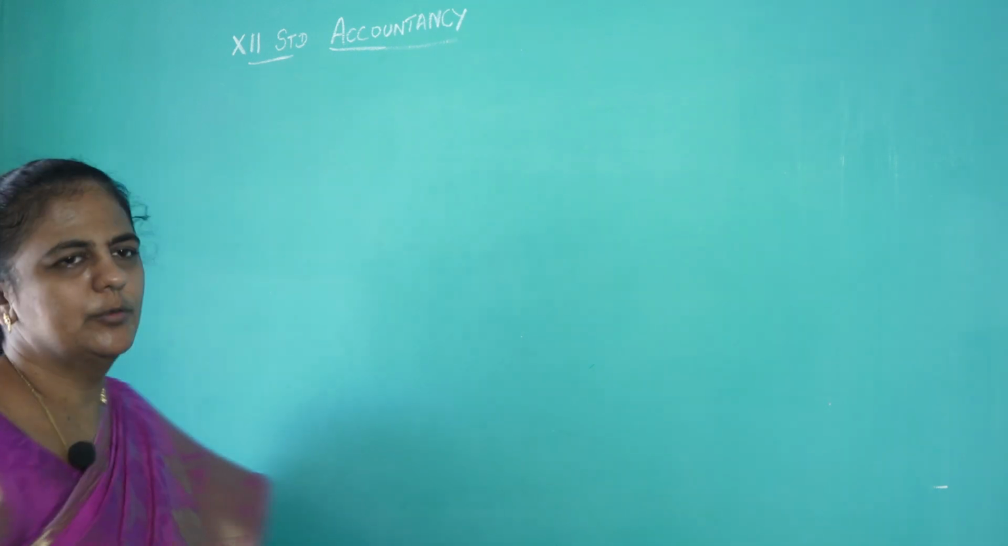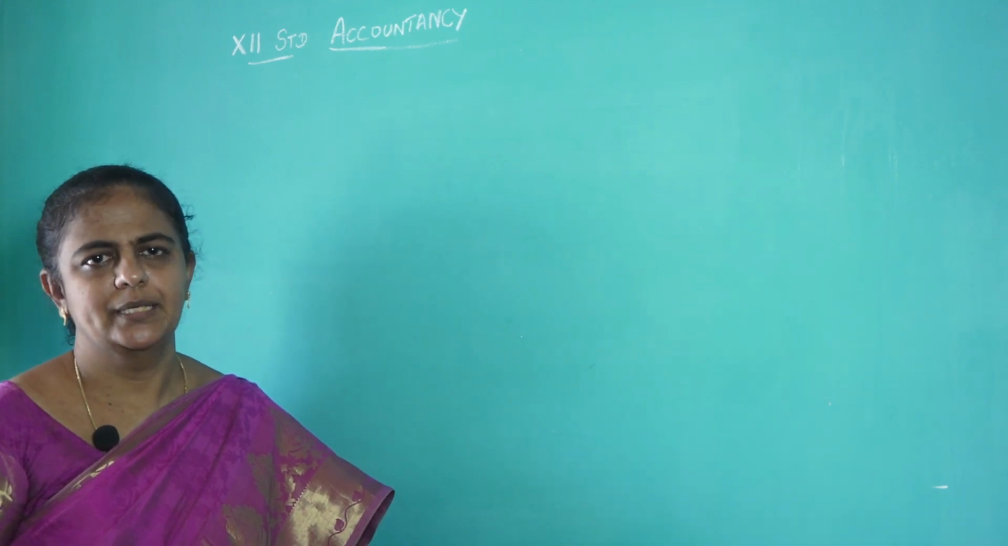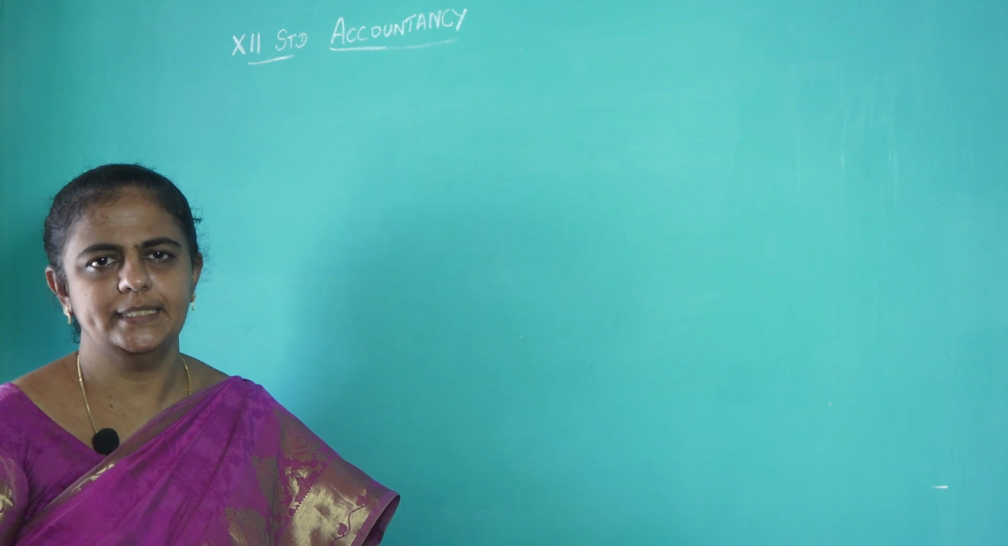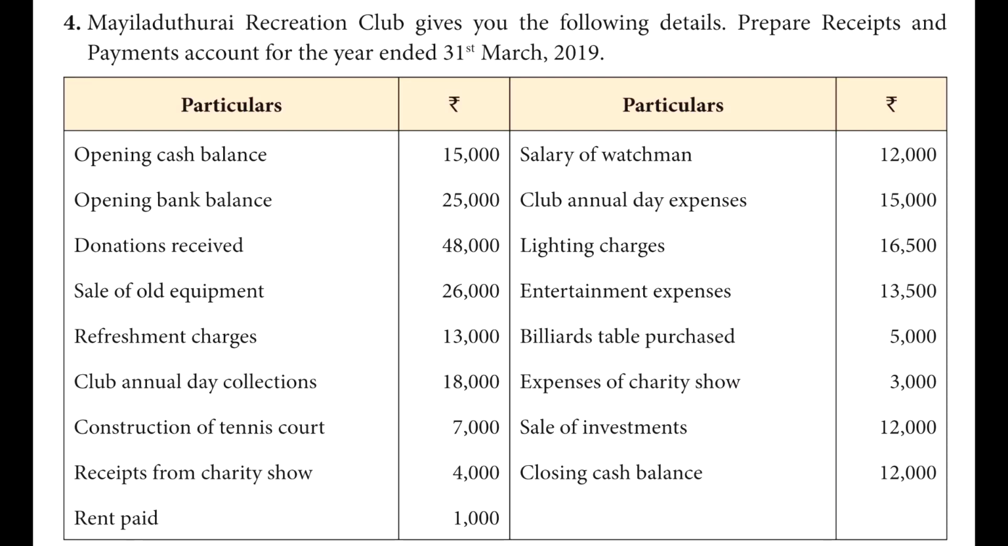Today we will be doing question number 4, page number 72. You can just watch the screen for the question. I'll read the question for you, then we will move on to the sums. Mayiladurai Recreation Club gives you the following details. Prepare receipts and payments account for the year ended 31st March 2019.